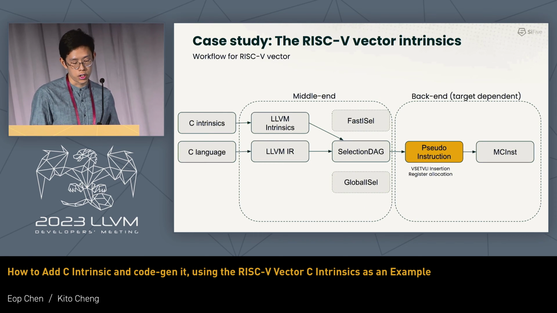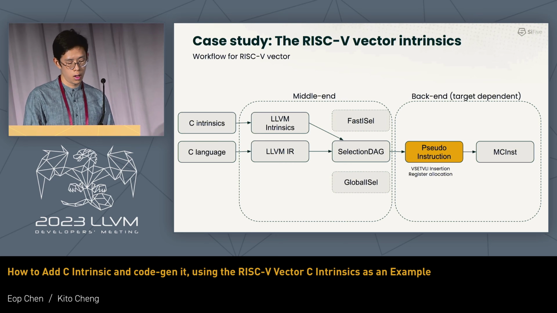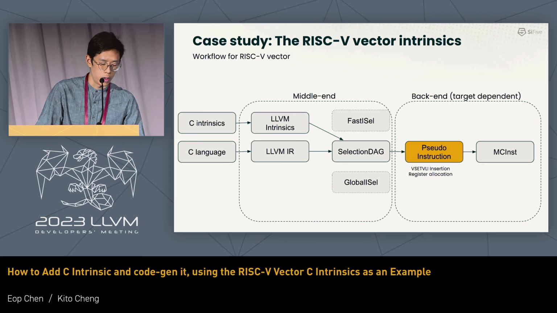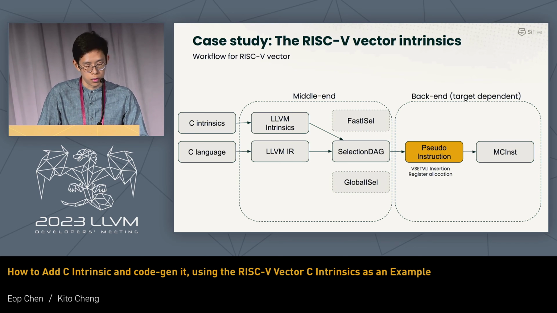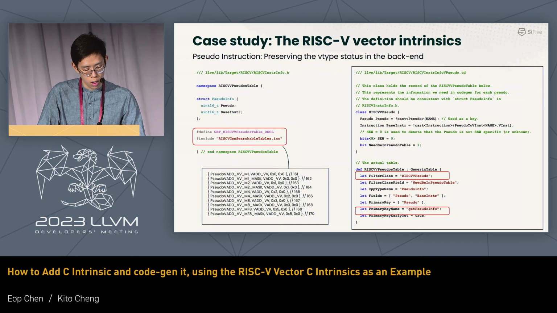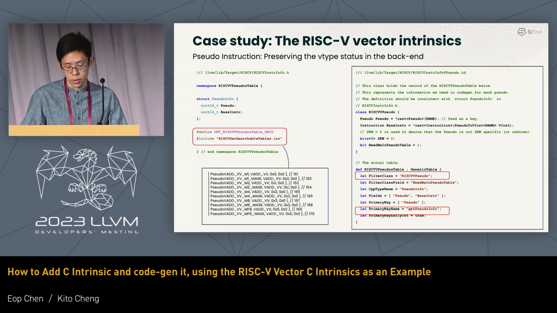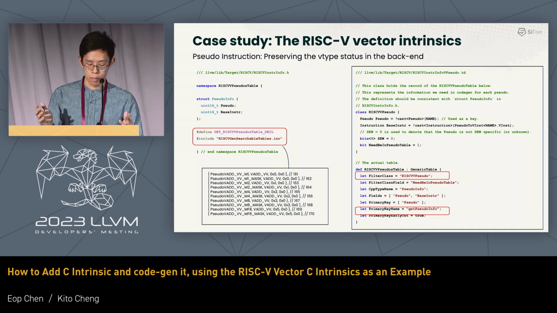Now for the pseudo instruction layers. The pseudo instruction layer is something we have extra in RISC-V, as I just mentioned, to deal with the vsetvli instructions and register allocation. The structure PseudoInfo is used for lookup between the pseudo instruction and its MC instruction. It took me some time to look around and trace, so I think it's good material for people, as I pointed out where the actual conversions happen, where the actual mapping happens.